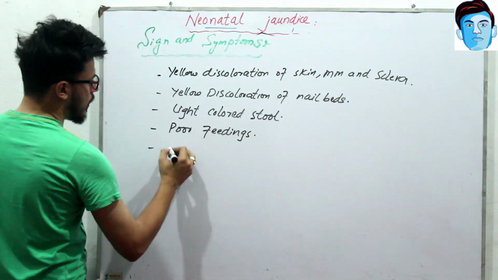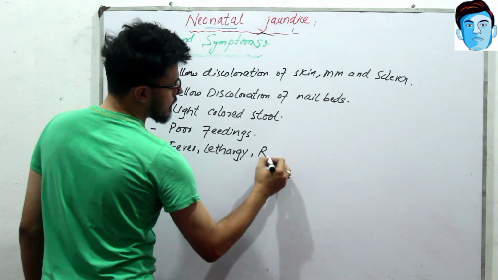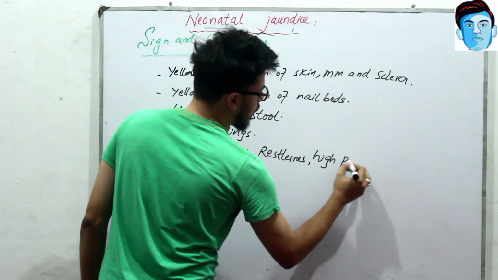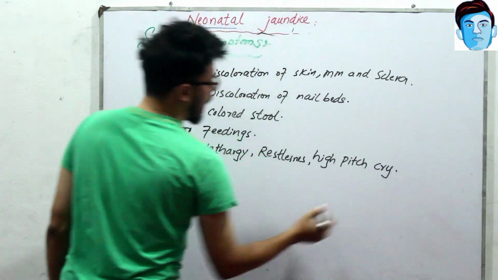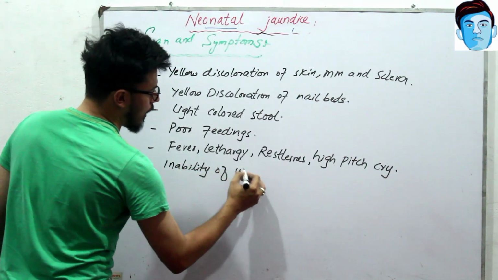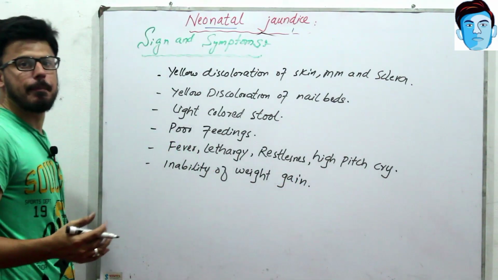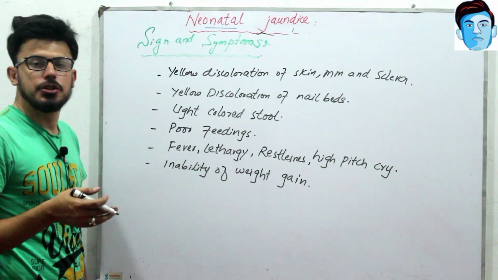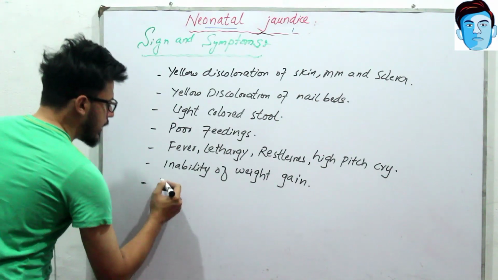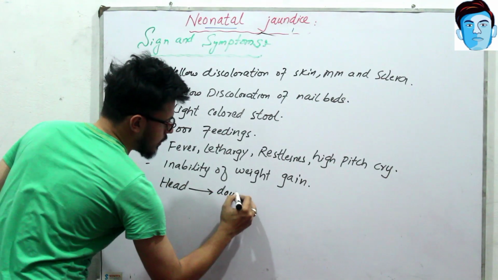Also fever, lethargy, restlessness and high pitch crying. Inability of weight gain. Initially jaundice appears upward, in the region of the head, then it shifts in a downward direction. Already we discussed it previously in the Kramer index. So jaundice first appears in the head region, then it shifts in the downward direction.